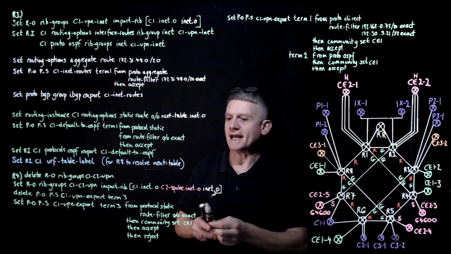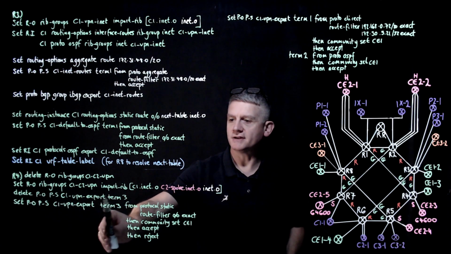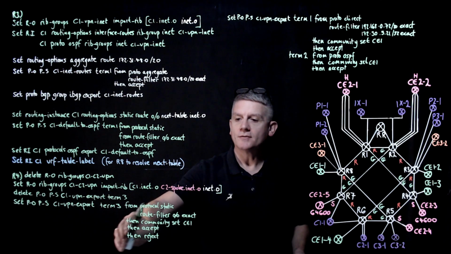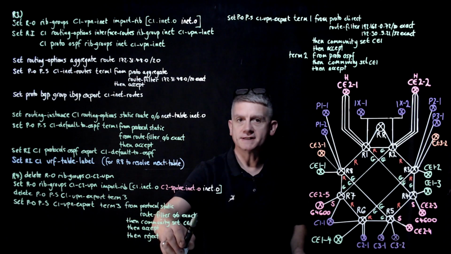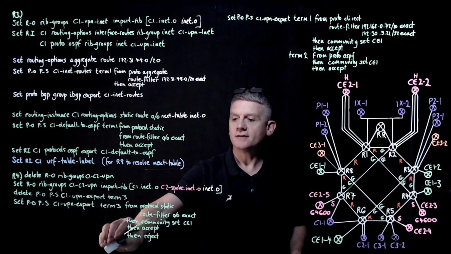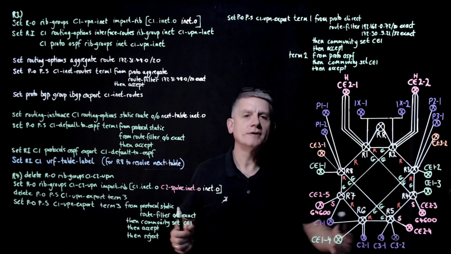And then, of course, we now have the new edited term 3 because we're going to delete the original, which was just a reject statement, edit the term 3 from protocol static, route filter 0/0, then community set C1, accept, and then reject. And what that's going to do is make sure that we take this route across to the VPN.